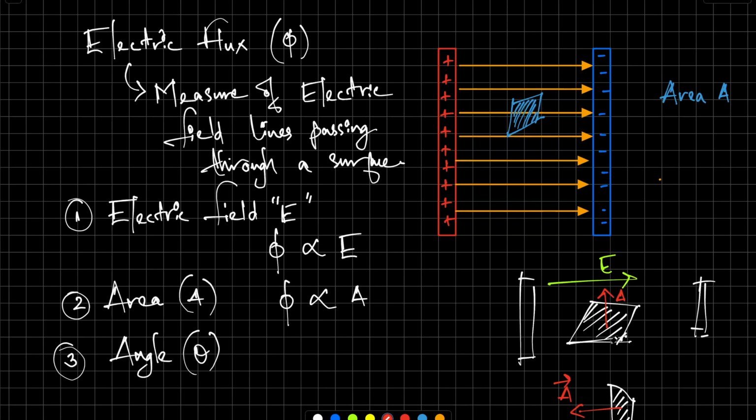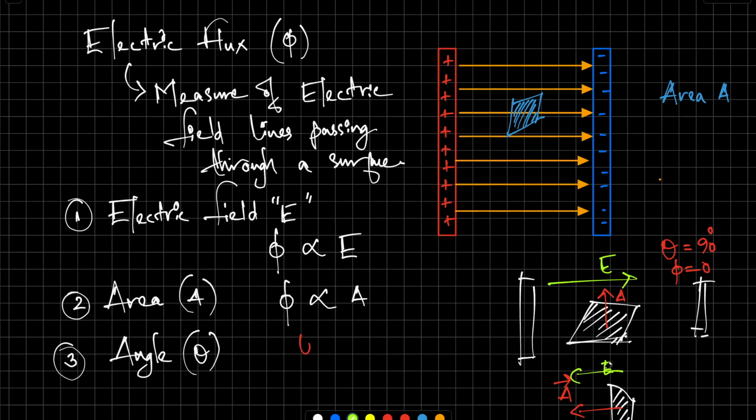So if you have a rectangular plate with its plane aligned parallel to the electric field, then the number of field lines passing through this surface will be 0. Or in other words, if the angle between E and A is 90 degrees, flux is 0.